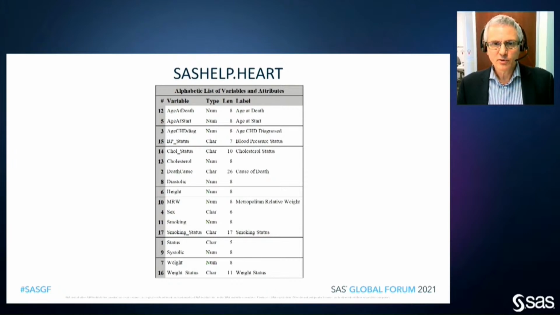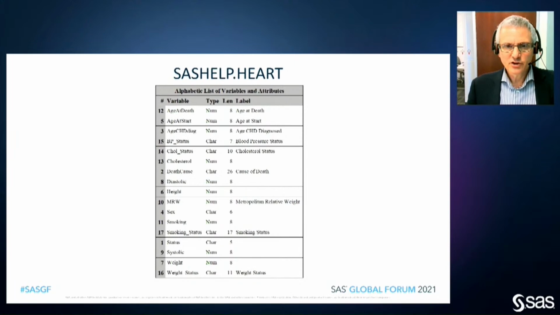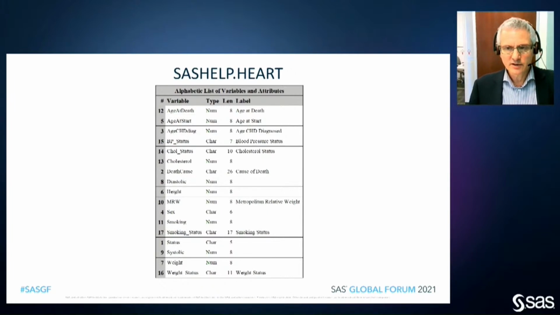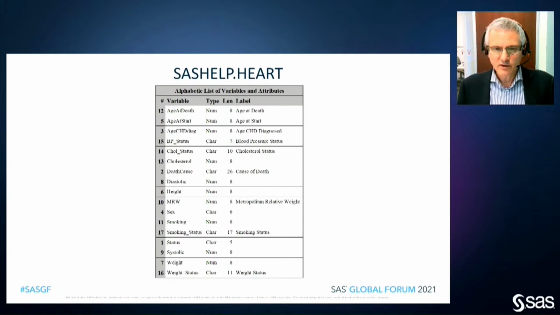And these are some of the variables in the data set: age at death, age at start, these are integers in years. The age at which heart disease was diagnosed, blood pressure status, cholesterol status. Cholesterol is a continuous cause of death, which we won't need for our analyses. Diastolic blood pressure, height, MRW, sex, smoking status, and so forth.